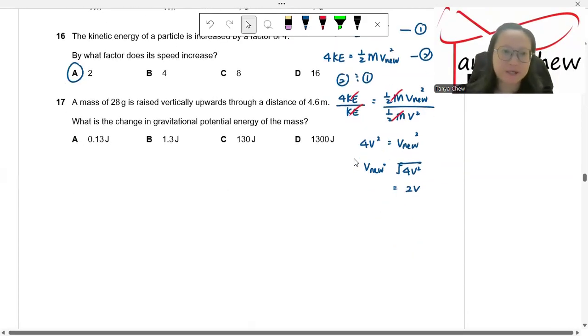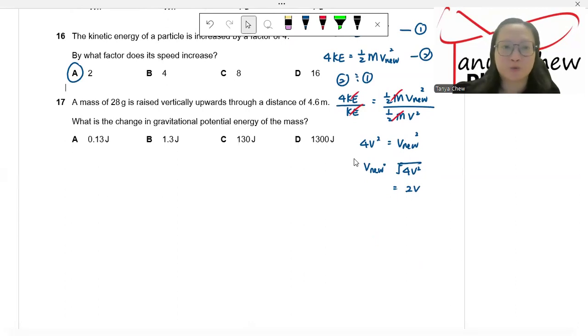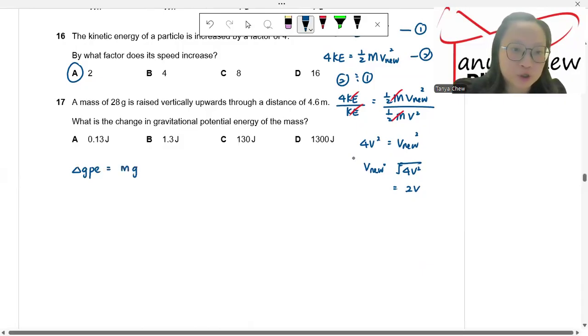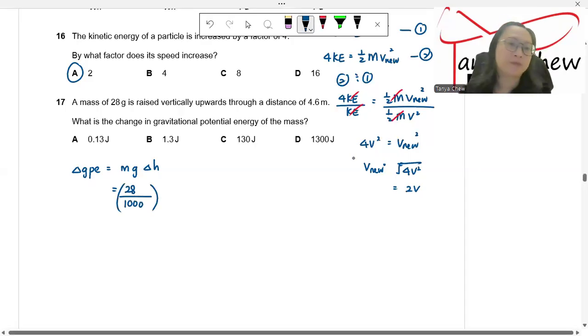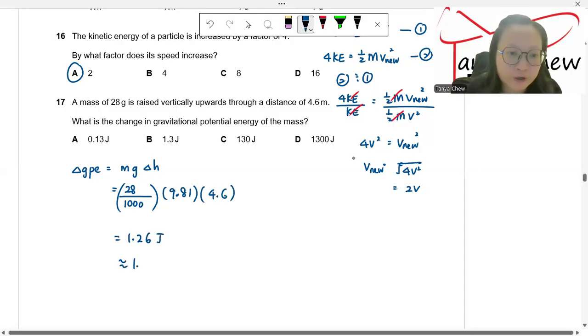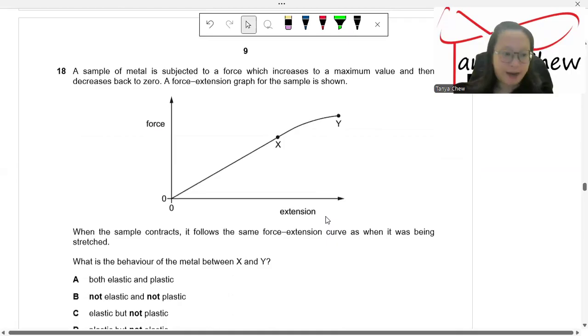Number 17, a mass of 28 grams is raised vertically upwards through a distance of 4.6 meters. What is the change in gravitational potential energy of the mass? Change in GPE is equal to mg, the change in height. Mass is 28 grams, therefore you have to change to kilogram by dividing the 28 gram by 1,000. G is 9.81. Height is 4.6. You get 1.26 joules, which you can round off to 1.3 joules. B is the answer.